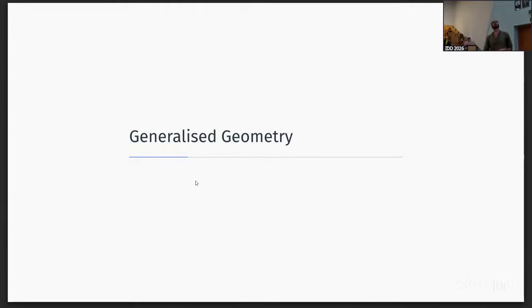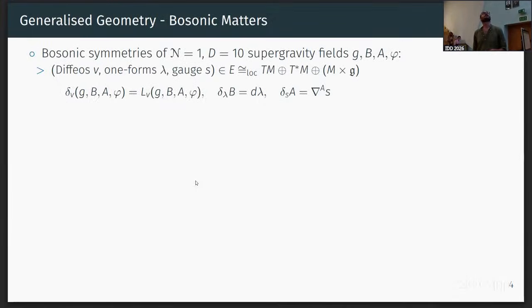Does it work? Yes, cool. So let's talk about generalized geometry, the best thing ever, in my opinion. And it starts from the following idea. So if you start with the bosonic fields of n equals 1, d equals 10 supergravity, namely you have some kind of metric G, you have a two-form field B and the gauge connection A, as well as some kind of dilaton field, which is just a function.